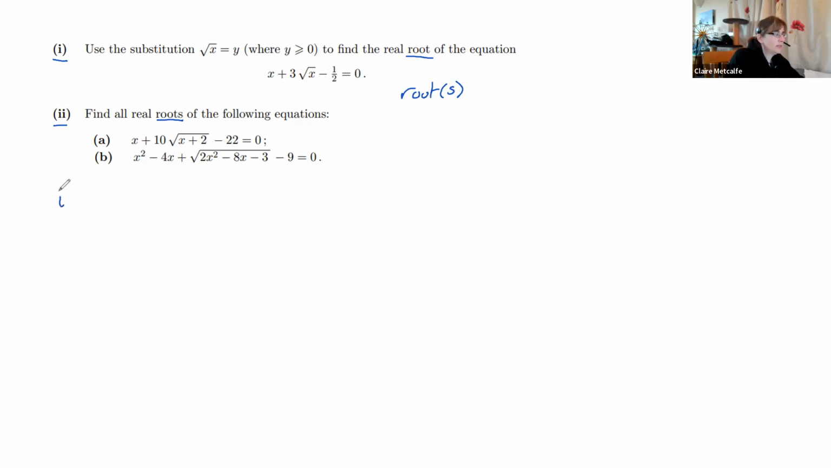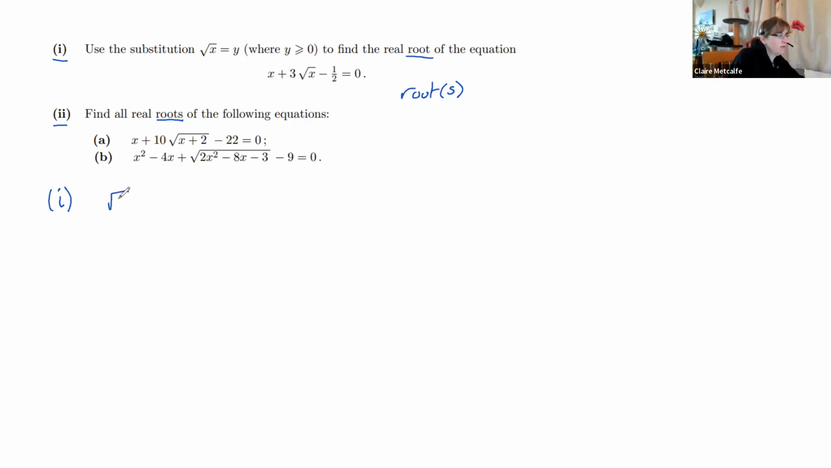Another thing you might see is all of the roots. And again, that's not really giving away whether it's one root or two roots. But this one, we're expecting that only to be one. So let's start by using the substitution.